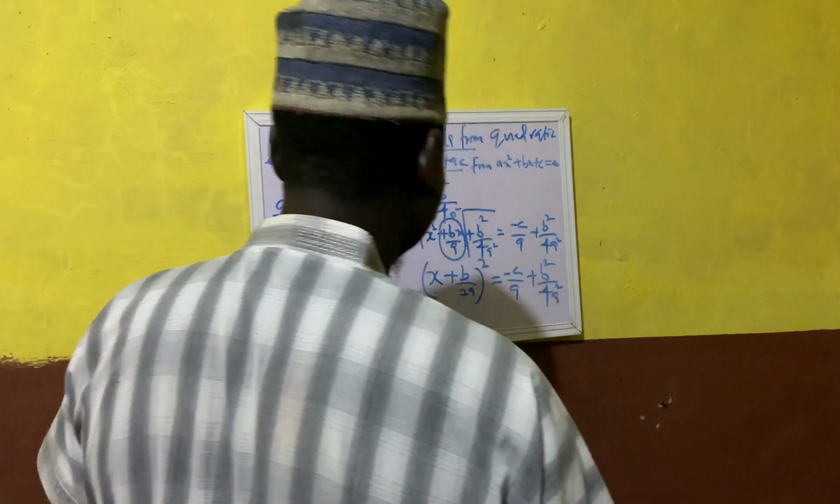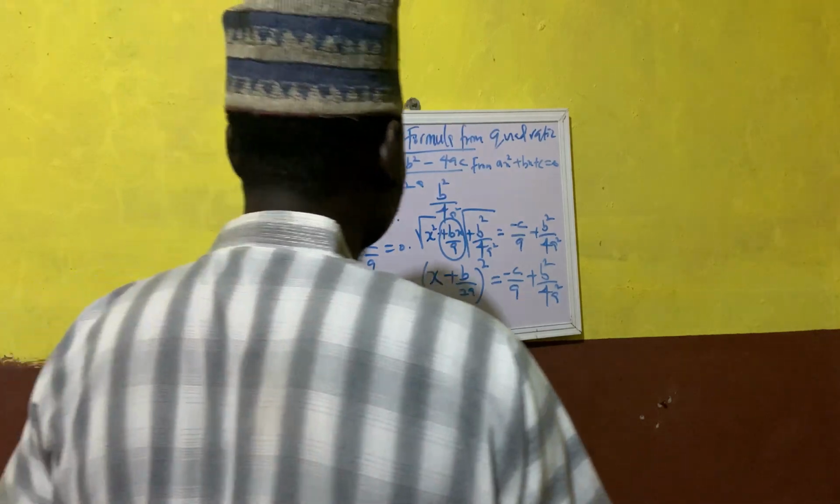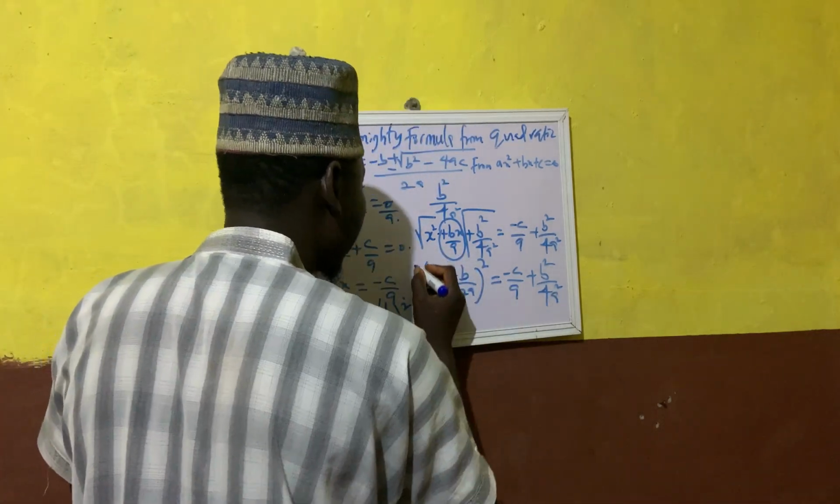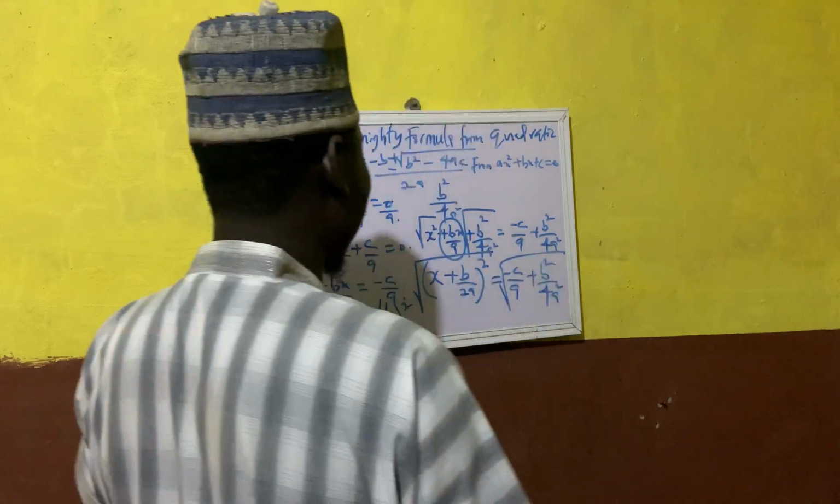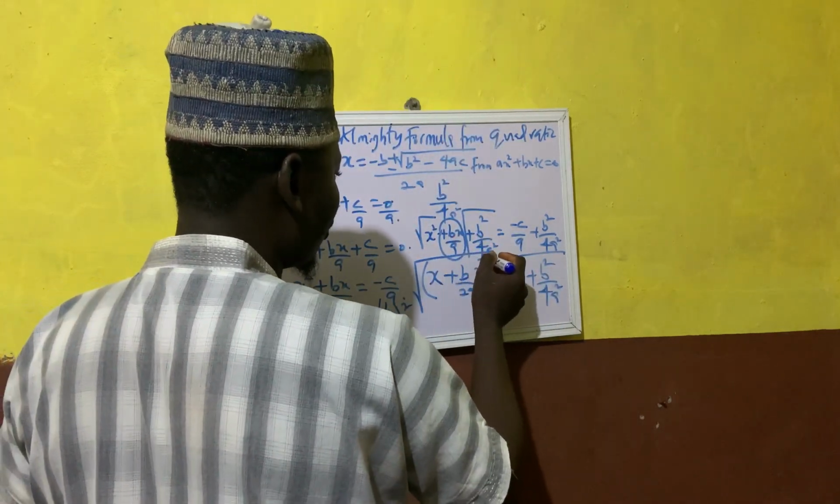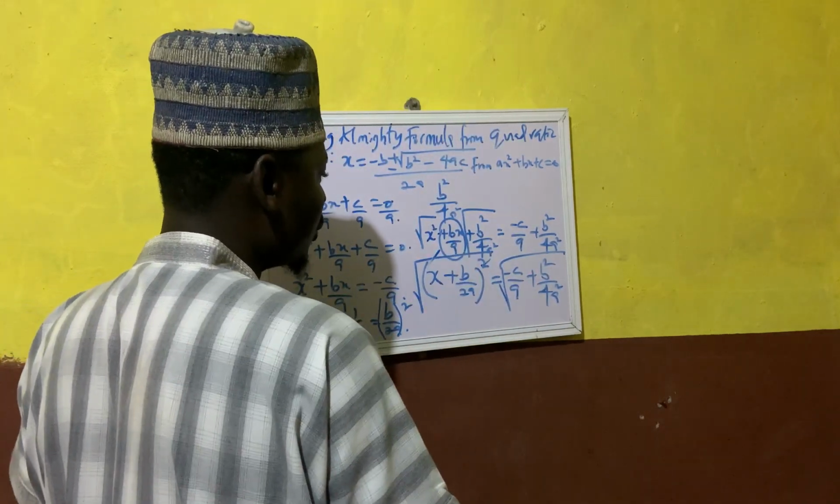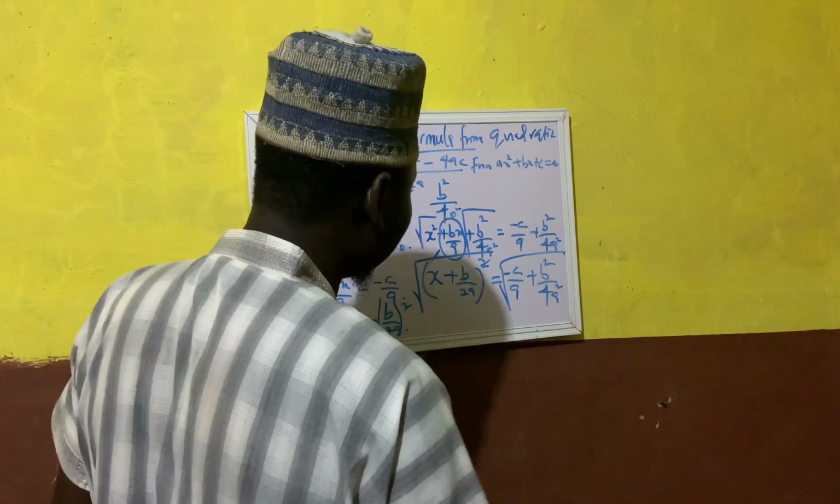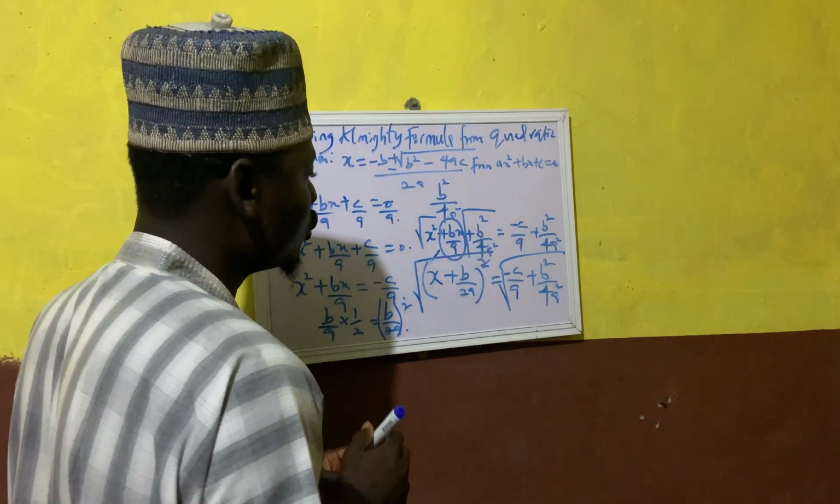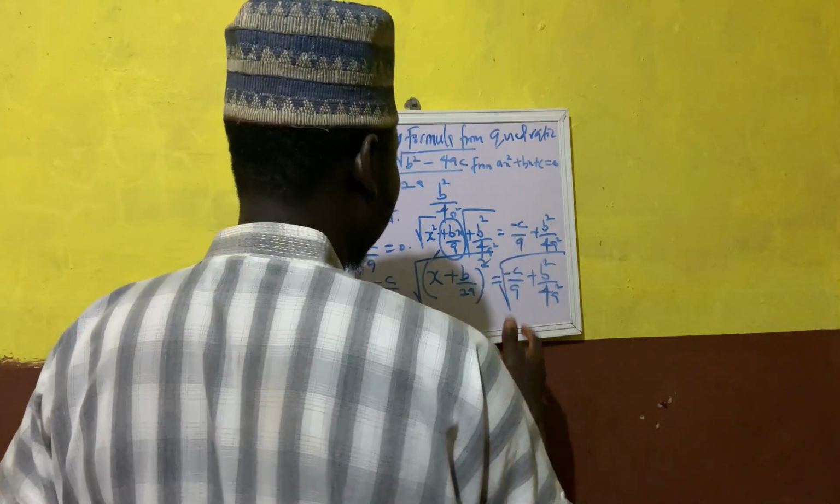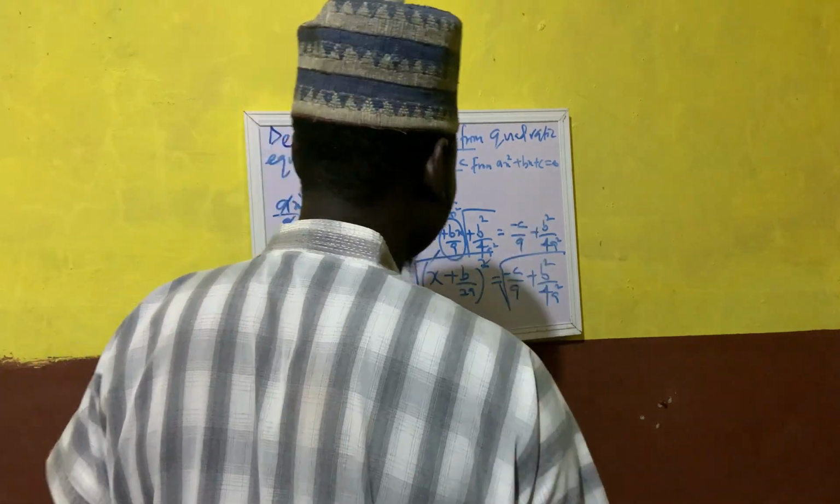So now that we have this, our next step is that we'll take the square root of this side of the equation and this side of the equation. And by that, we will surely know that this square will take off the square root. So we will now be having x plus b upon 2a, which equals root of minus c upon a plus b squared upon 4a squared.